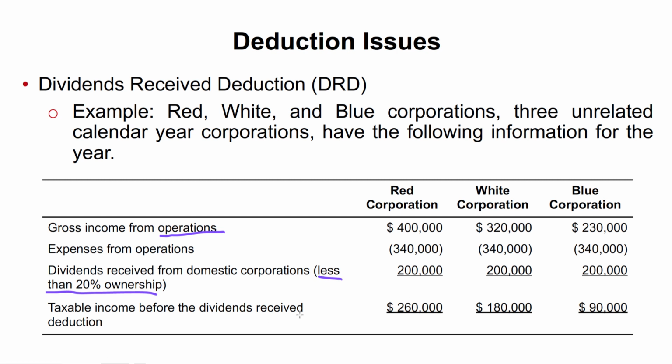Taxable income before dividends received deduction. Okay, let me show you how we get this number, because you might have to do this in your own calculating. Of course, in practice, we take the gross income from operations, $400,000. We also add to that $200,000 dividends received, because that's not in the operations. That gives us $600,000. We subtract away the $340,000. $600,000 minus $340,000 is, boom, you got it, $260,000. So that's where we get that number. You can do the same thing for White Corporation and Blue Corporation.